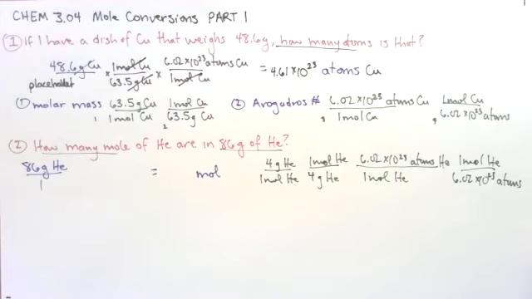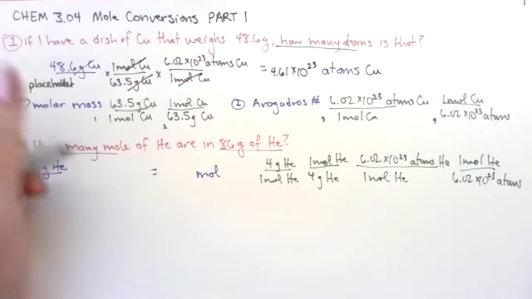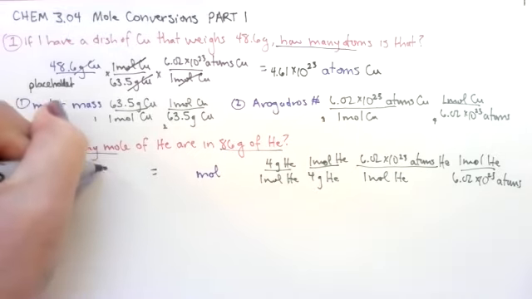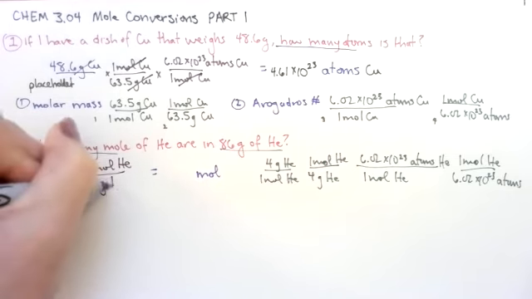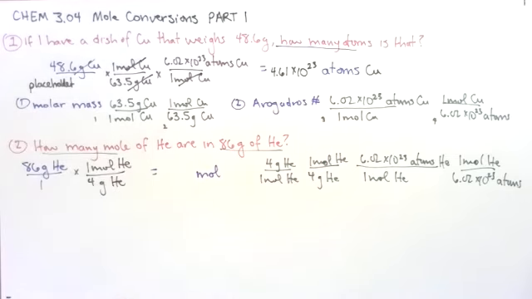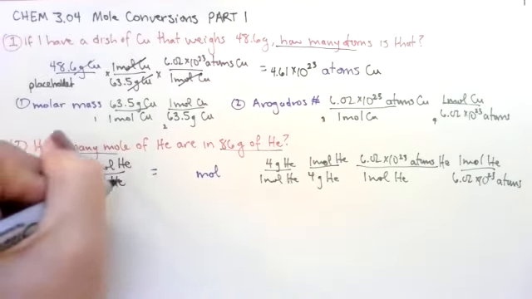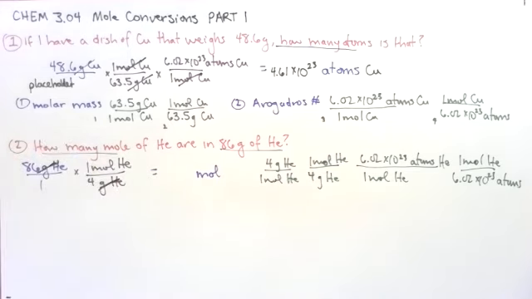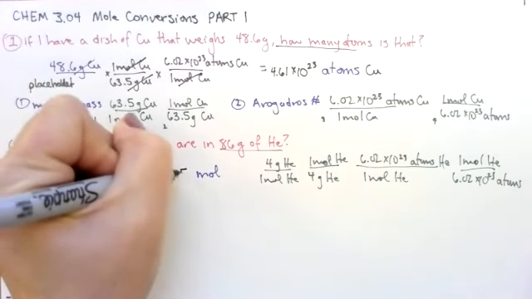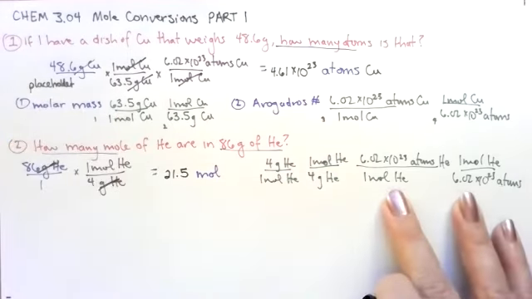Well, I need to go from grams to moles. Well, check this out. If I look at this factor, I have grams on the bottom, so I have moles on the top. Isn't that going to get me where I need to go? And the answer is yes. So I need to cancel my units. I set this up correctly. And when I multiply and divide, I end up with 21.5 moles. Well, hey, I didn't need these at all.